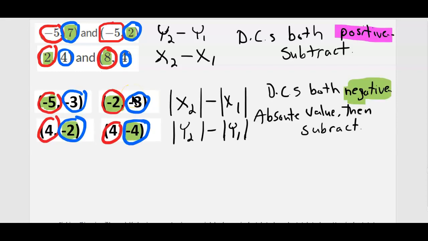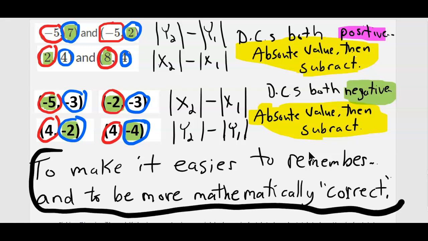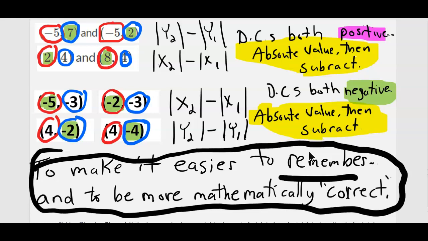But what if they're both negative? Take the absolute value of them and subtract. Now, there's a lot of writing on here. All this says is, to remember and to make it more mathematically correct, because we are talking about distances, and distances are always positive. They're always positive. The absolute value.